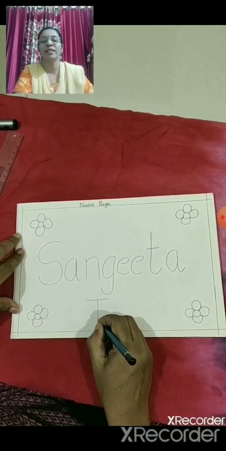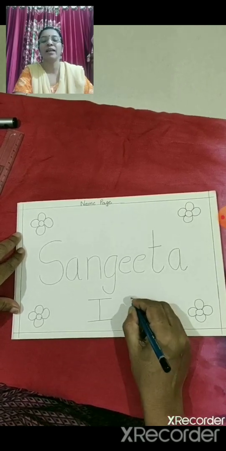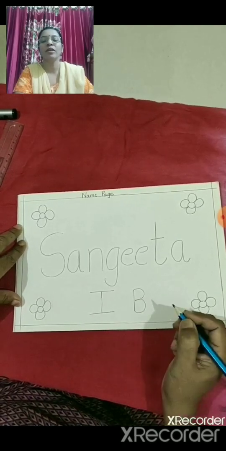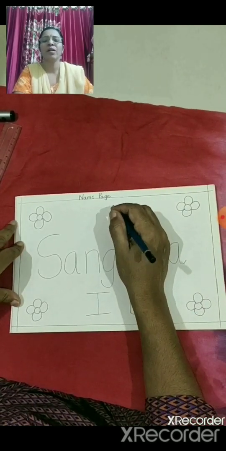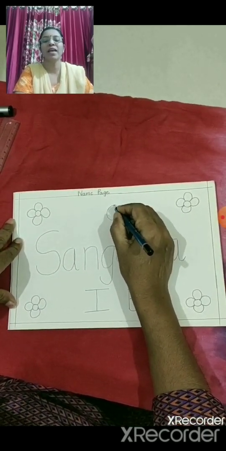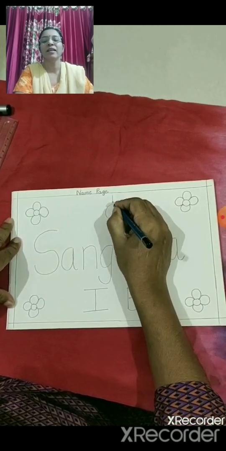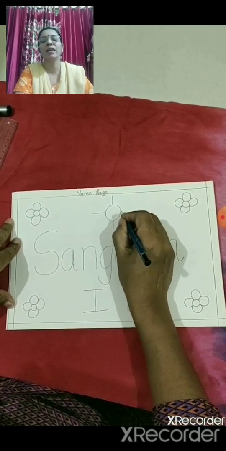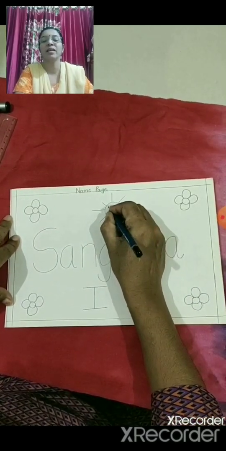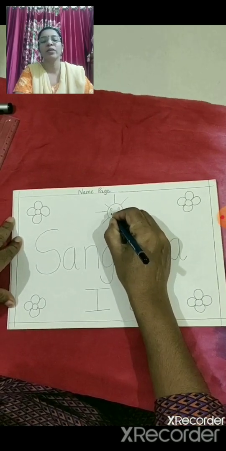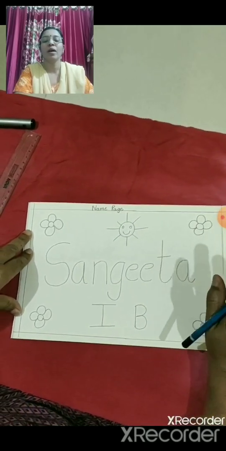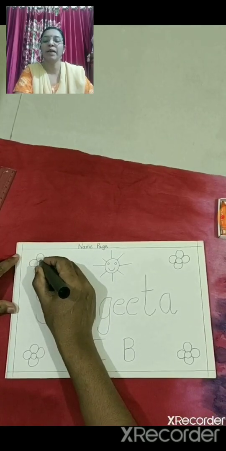Now I am going to write the standard and division. So what I have written? First B. Now I'll draw one more thing. That is, I'm going to draw sun. You can draw anything as you wish. You can draw cartoons, anything, scenery, anything you can draw and decorate your name page. Okay. Now I finished our outline with the pencil.